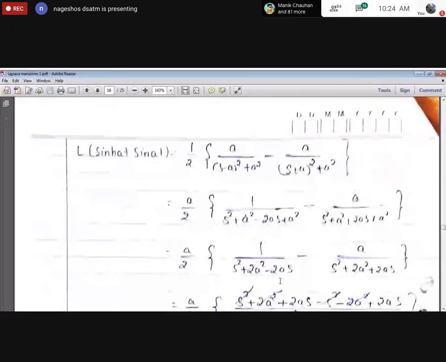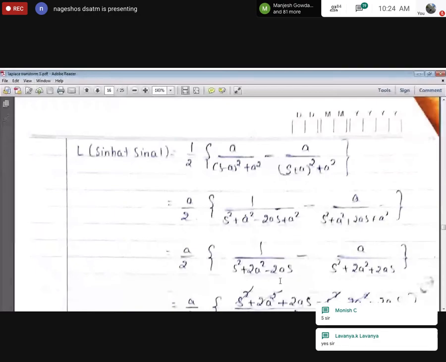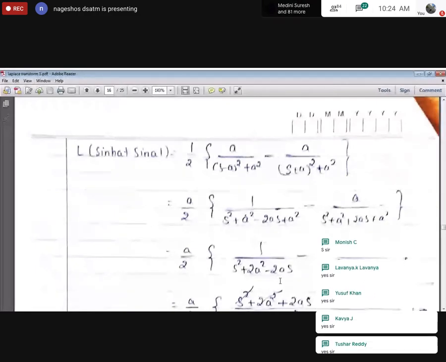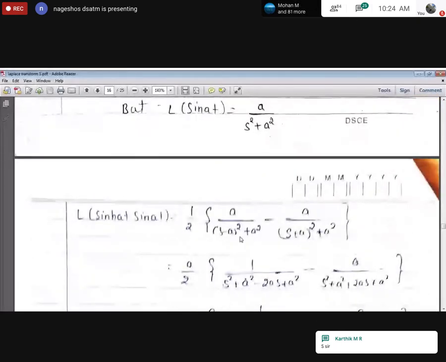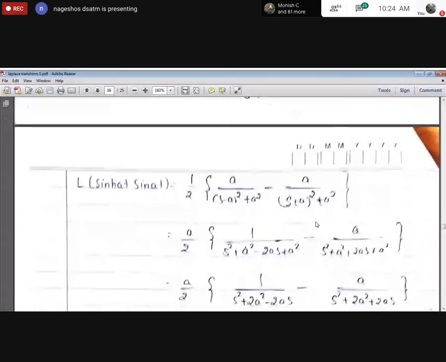Now you are seeing and listening, right? Okay. Now Laplace transform of sinh at sin at is a by s minus a whole square plus a square minus a by s plus a whole square plus a square.